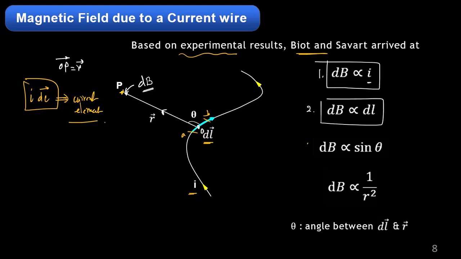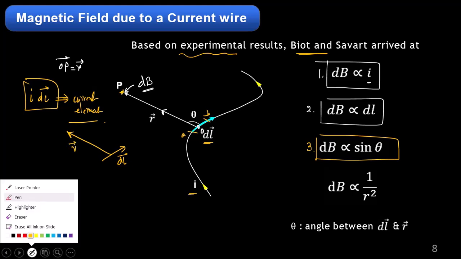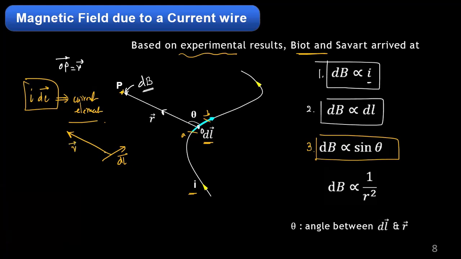Now, the third important observation is that dB is also proportional to sine theta. What is theta? Theta is the angle between the dL vector and the r vector. In this situation, let us say this is the dL vector, and from this point I draw the r vector. The angle between the dL vector and the r vector is known as the theta angle. So dB is directly proportional to sine theta.